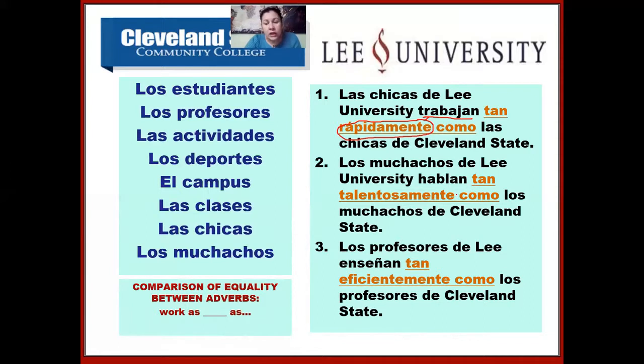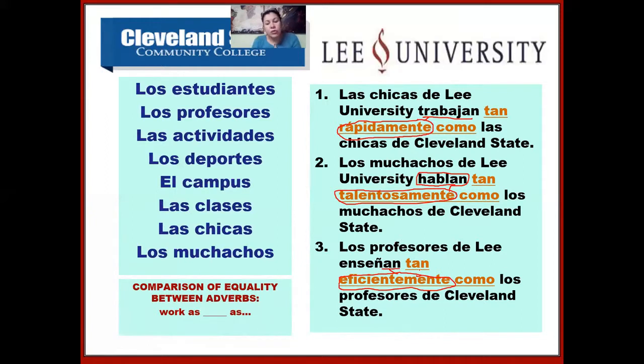Or equally with talent. See? This talentosamente is not talking about the muchachos, it's talking about the action. See? It's modifying the action hablan. Okay? And this is an adverb. We don't need agreement in gender or number with adverbs. Okay? So when we say tan talentosamente, as talented, with talent, we're talking about the way the professor teaches, see?